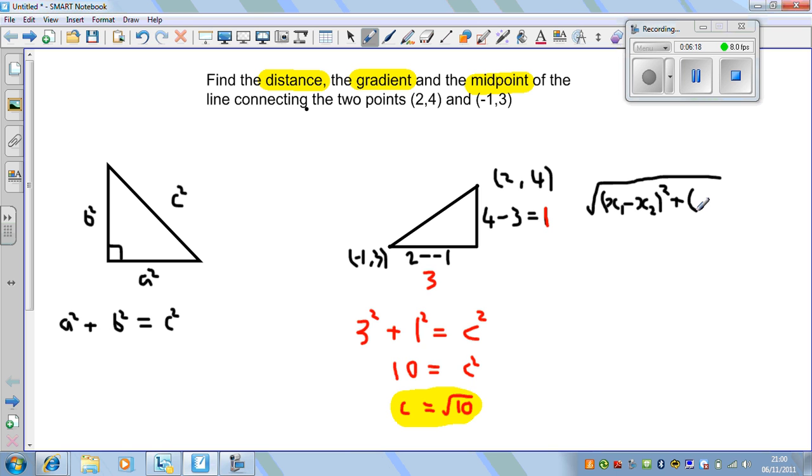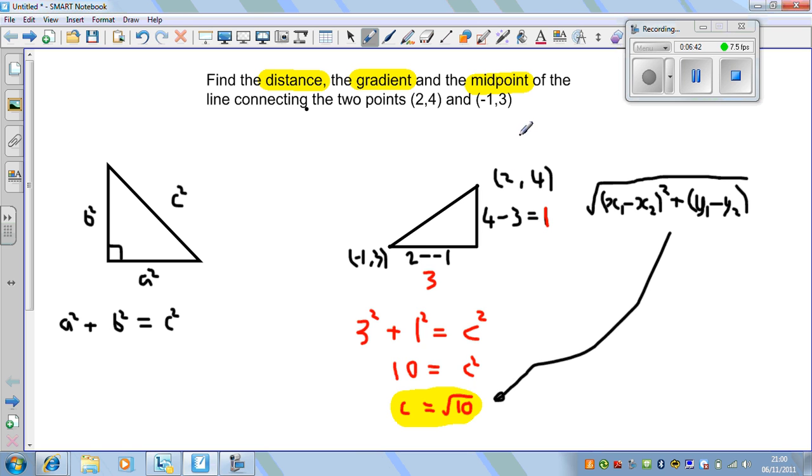Now, if you ask me, this is an example of a formula making it look nastier than what it actually is. So I think if you just draw it as a triangle, it's a lot easier. It's a lot more intuitive. So that's what the distance is. And if we use that formula, we'd get exactly the same answer.